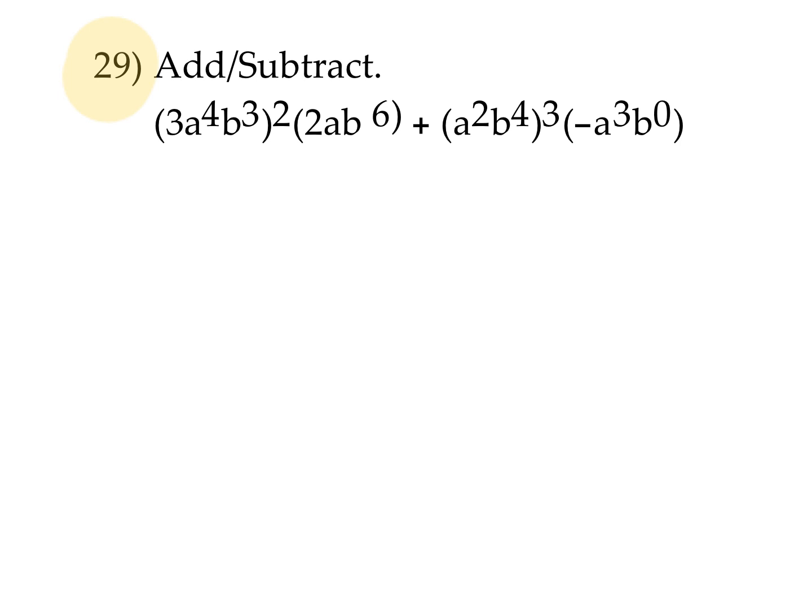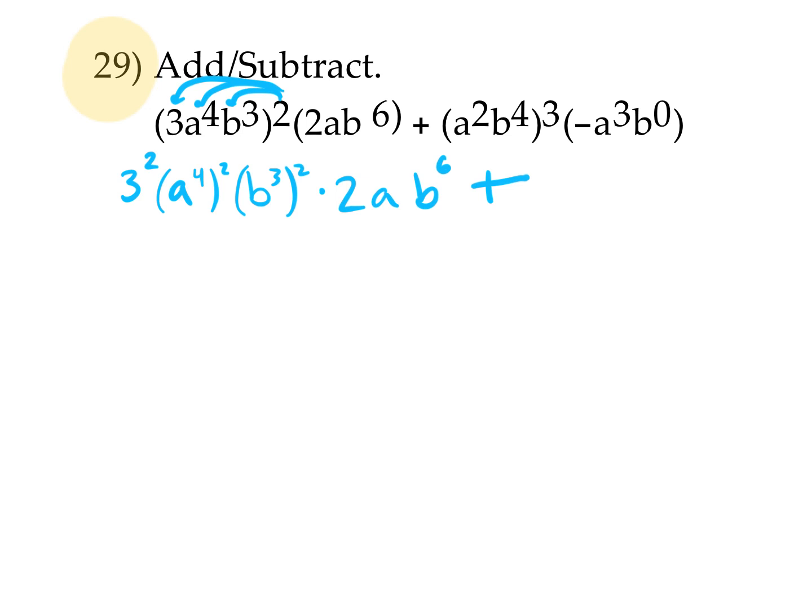Awesome. We can distribute. Any parentheses that have an exponent, we can distribute that exponent to everything inside the parentheses. So 3 to the second power, a to the 4th power to the second power, b to the 3rd power to the second power. That's all still times 2ab to the 6th power. I'm only going to simplify the left side of that plus sign first. Then hopefully these will be like terms so we can add them together. But let's just stick with simplifying the left side first.